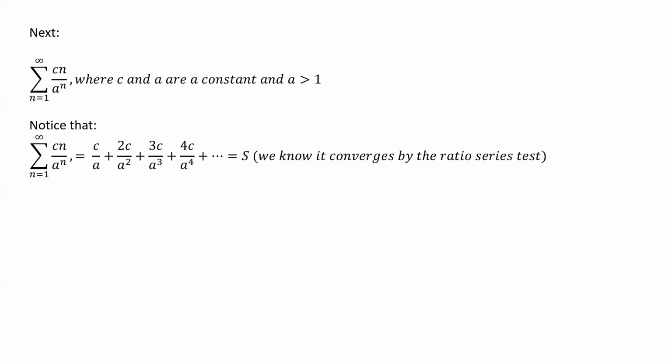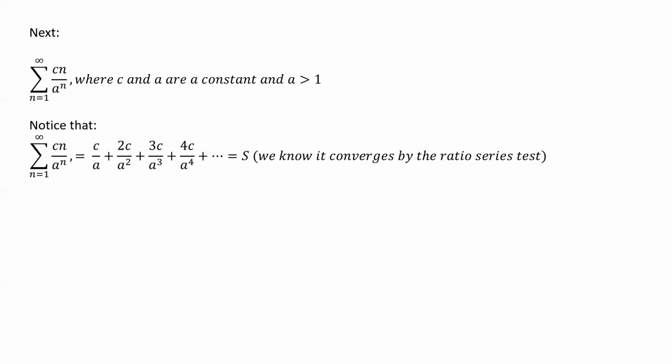So the next one we're going to establish now is how to find it for a linear term in the numerator. In this case, we have c times n, where c is, of course, a constant, and a is greater than 1, and n is just n. It's one of our numbers that we're using as our terms. And so notice that when we do cn over a to the n, we end up with the following series: c over a plus 2c over a squared plus 3c over a cubed plus 4c over a to the fourth, and so on, and it would equal some sum s.